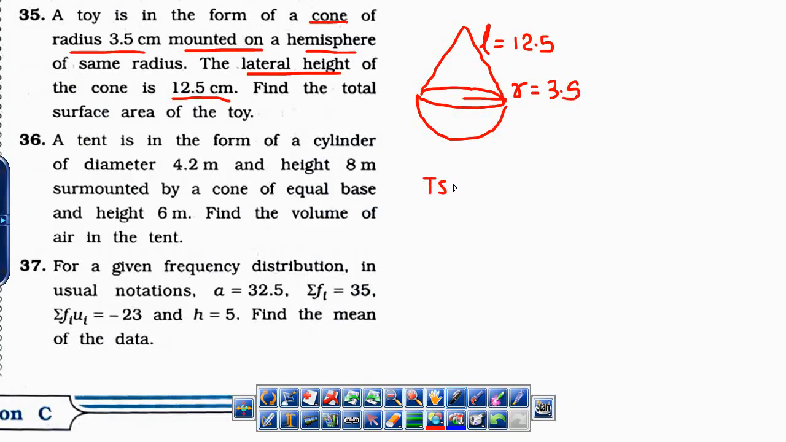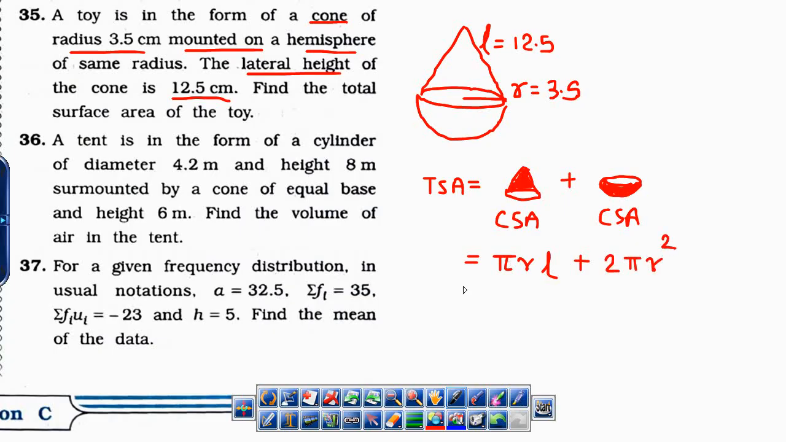To find the total surface area of this toy, you need to know how many surfaces are there. The first surface of the toy is this surface, which is actually of the cone, plus the second surface of the toy is the bottom surface. You are supposed to count these two. This is CSA of cone, this is CSA of hemisphere. CSA of cone's formula is pi RL. CSA of hemisphere is 2 pi r square. Before putting the values, pi r common, L plus 2r.